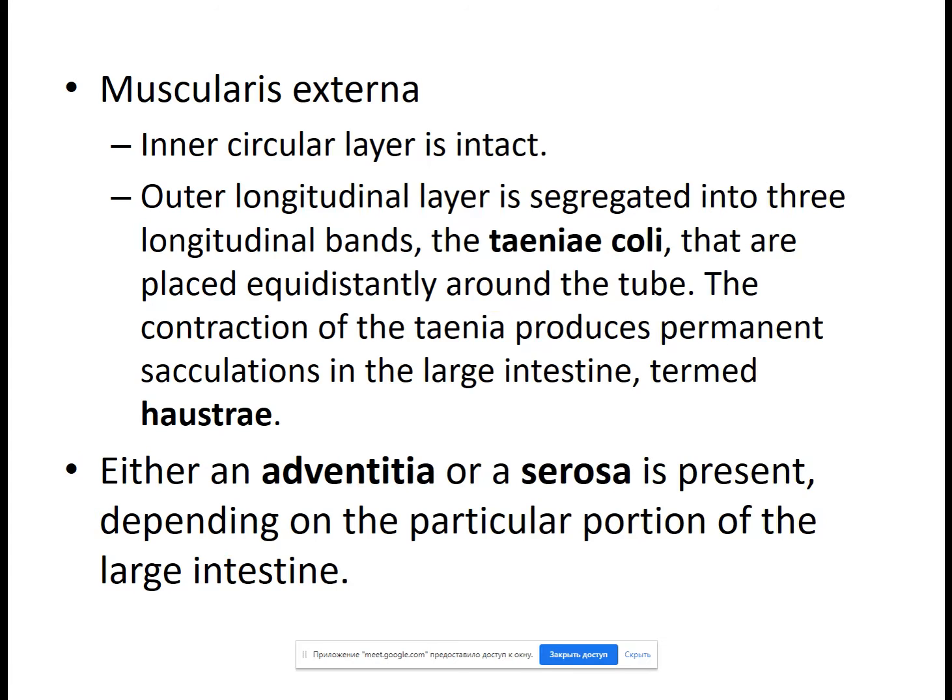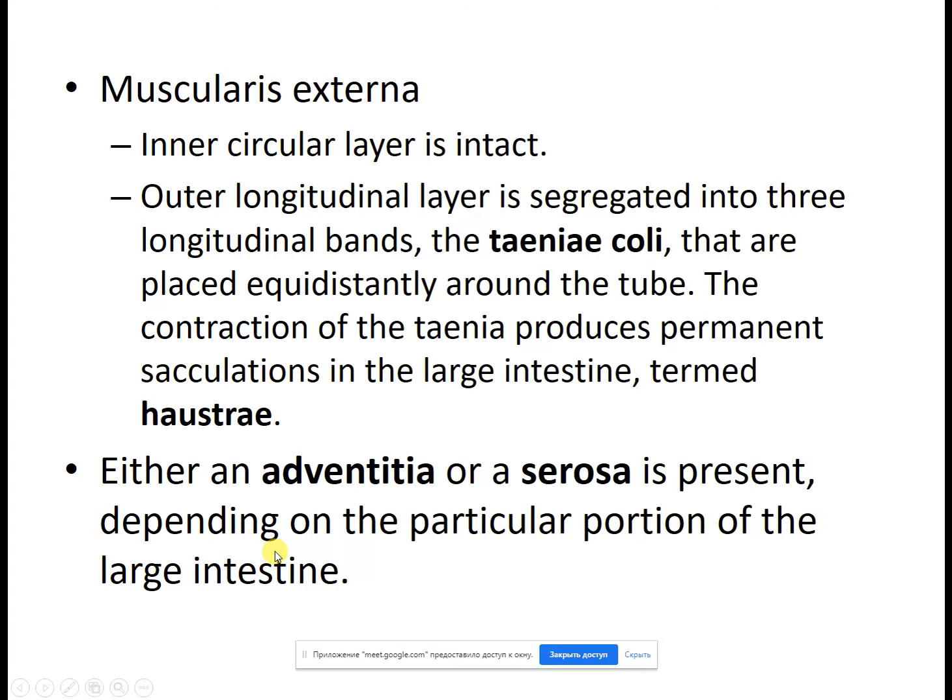Equidistantly means with the same distance from each other. And the tinea coli tie it in a longitudinal manner. You see, we still have a little amount of inner circular layer, and that's why their binding causes the formation of haustra. These haustra are like sacs along the large intestine, and that's necessary for vitamin K formation and also for proper formation of fecal masses. Either an adventitia or serosa is present depending on the particular portion of the large intestine.